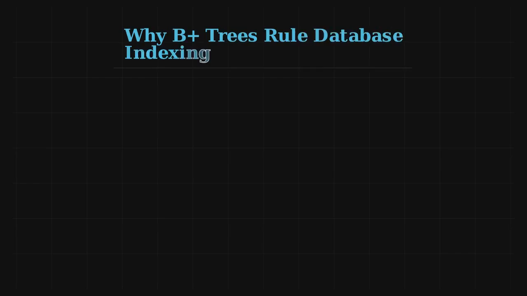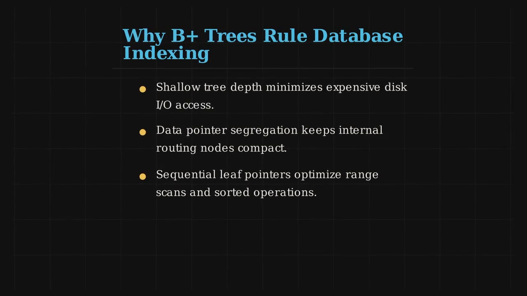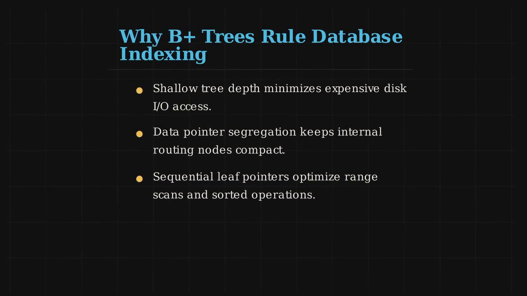In summary, B+ trees combine balanced search efficiency with consecutive leaf linking. This makes them uniquely superior to other indexes for both exact matches and range queries.